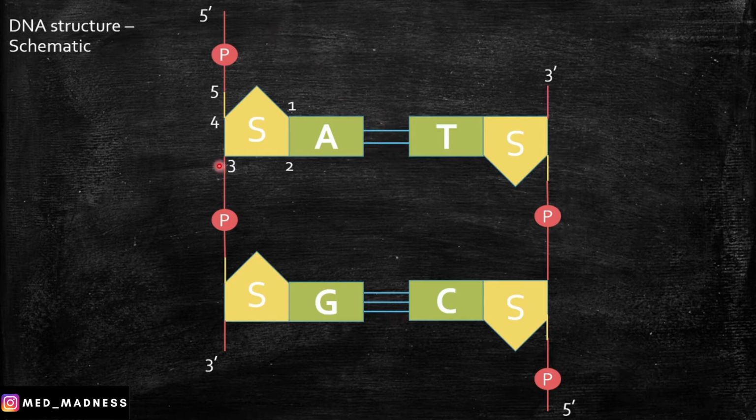You can see one strand is complementary to the opposite strand. Also see the 5' end here, and at the opposite strand you can see the 3' end. So the DNA is complementary and also anti-parallel. Let's see another picture.